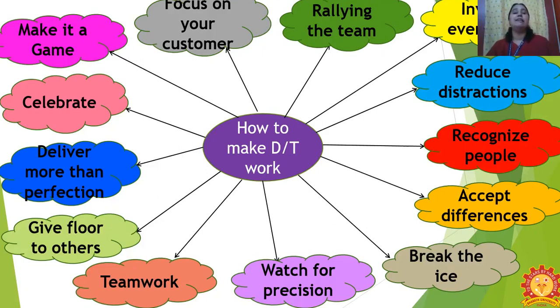Then the third is reduce the distractions, which means there should not be any multitasking happening around. So turn off your laptops, turn off your cell phones, turn off your computers for a while when you are in the process of design thinking. This will ban multitasking, and it can be easy for the people in a team to brainstorm and come out with effective notions or ideas when these distractions are avoided. Then the next step is to recognize people when they say something, when they suggest something constructively.